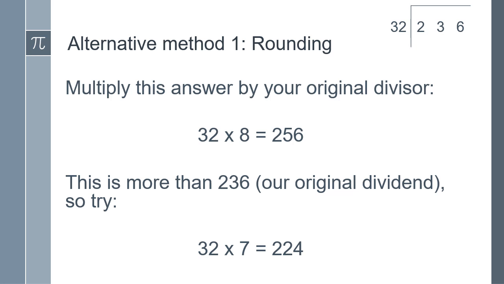Now this is more than 236, which was our original dividend. So we know that that's too much, we've gone too far. So instead we're going to take it down 1, and we're going to try 32 times 7, and that gives us 224. So that's less than our original dividend, so we know that we're on the right lines with this.